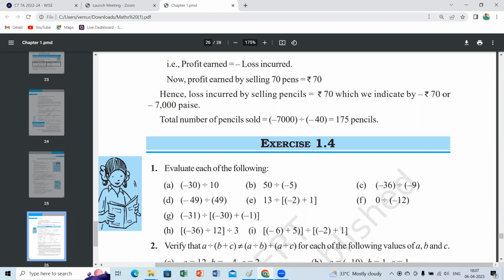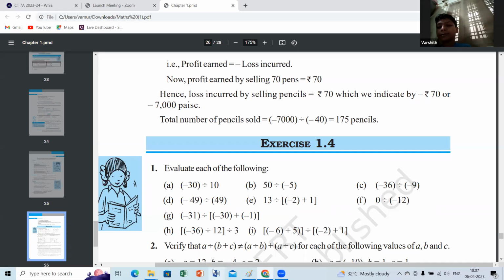Coming to the E bit, it is a little different one, children. Before solving, you should simplify the denominator. The addition part is left. Varshit, can you answer, what is the sum of -2 and 1? Ma'am, it's -1. So 13/-1 is? -13, ma'am. Very good. Coming to Anubhav, F bit is 0 divided by negative 12. Ma'am, 0 only. 0 divided by any number is 0, children.